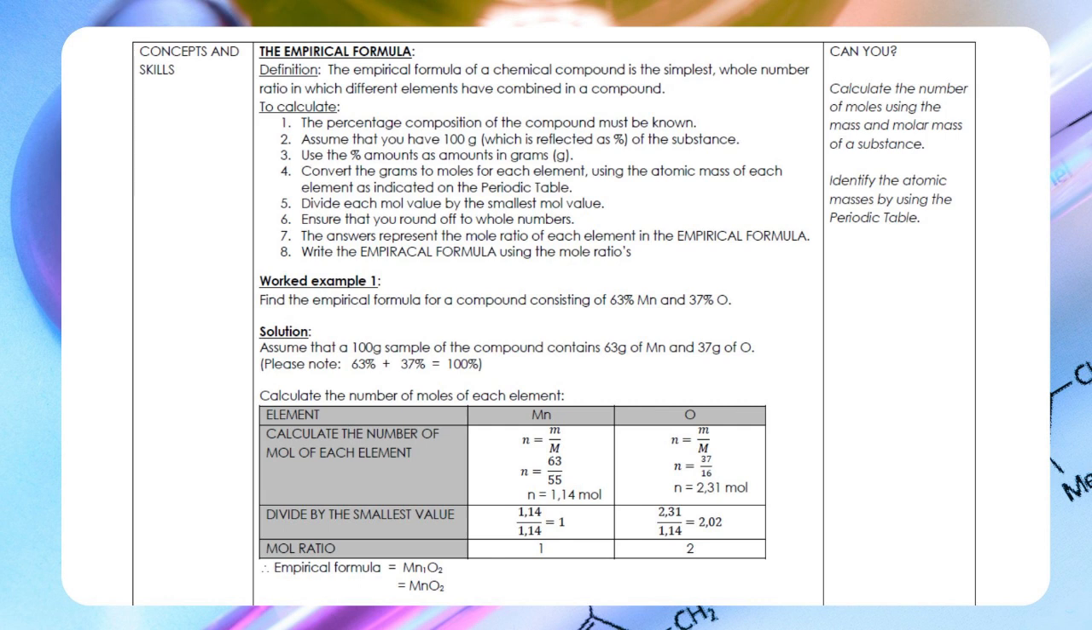2. Assume that you have 100 g, which is reflected as percent, of the substance. 3. Use the percent amounts as amounts in grams. 4. Convert the grams to moles for each element, using the atomic mass of each element as indicated on the periodic table. 5. Divide each mole value by the smallest mole value.